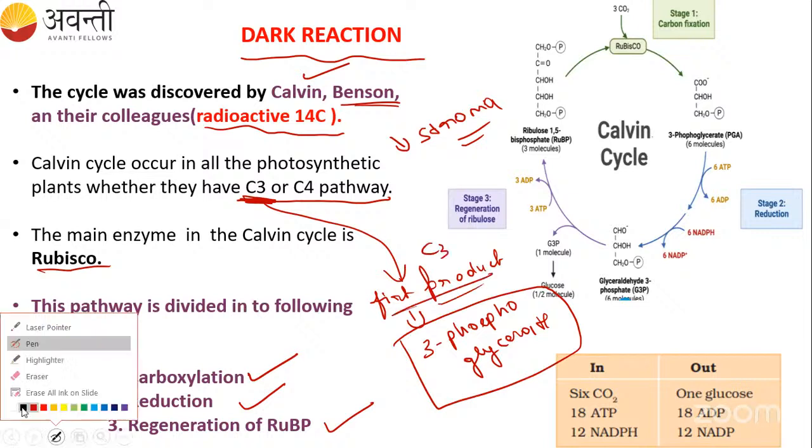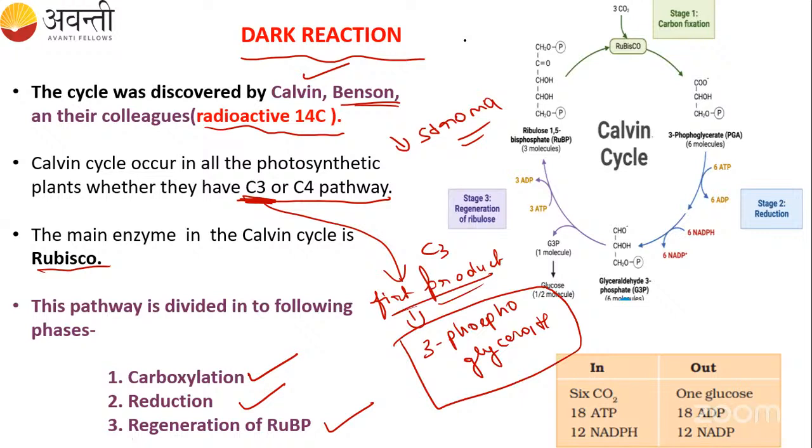And the first acceptor, the acceptor is ribulose 1,5 bisphosphate. Okay, this is the acceptor. It is a 5-carbon molecule. This is acting as the acceptor.